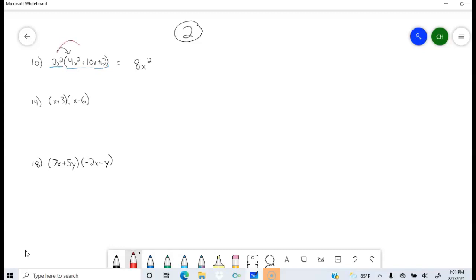Let's see, it's actually 8x to the 4th. I've got to add those exponents. 2x squared times positive 10x. 2 times 10 is 20. x squared times x is x cubed. 2x squared times 2 is going to be plus 4x squared.